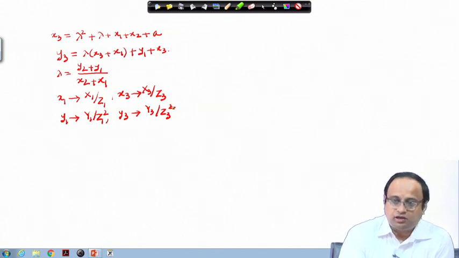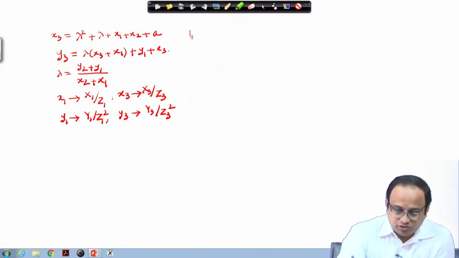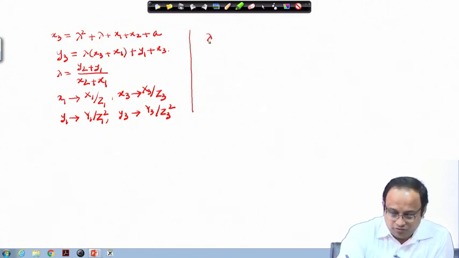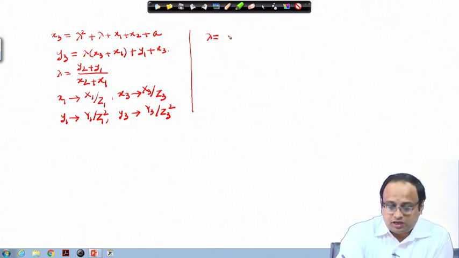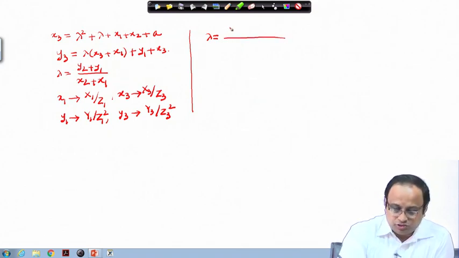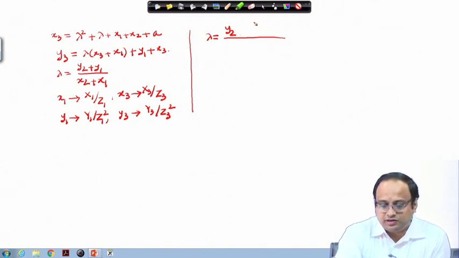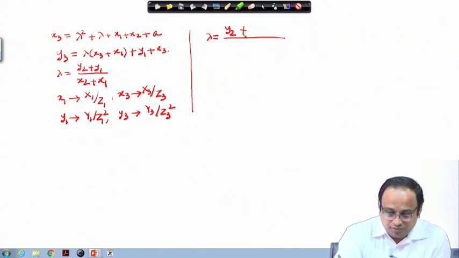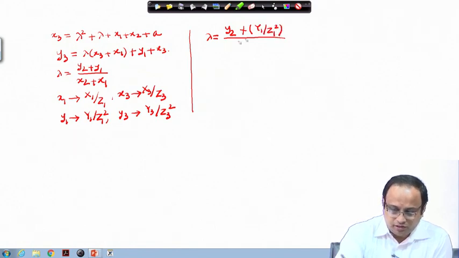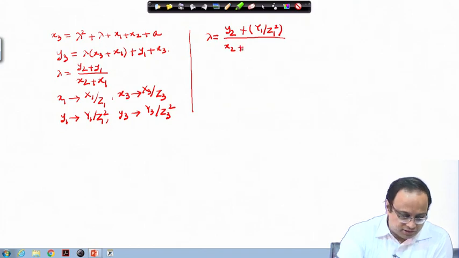Now with these substitutions, you can again look into the value of lambda. Remember what we will do is that we will do this operation in mixed coordinates. I will be keeping y2 as it is, so y2 will remain in its affine coordinates, and the other one will be in projective coordinates. So, we will write y2 plus Y1 by Z1 square divided by x2 plus X1 by Z1.